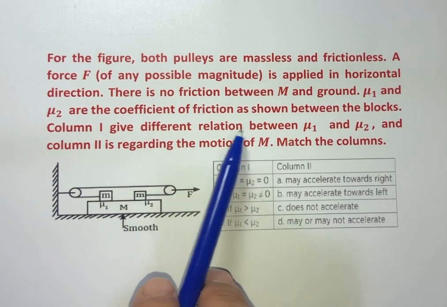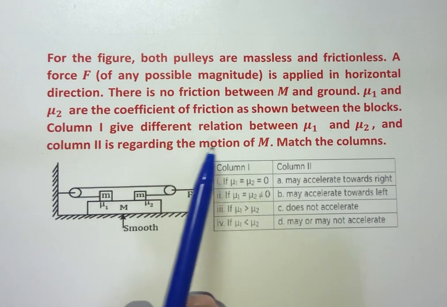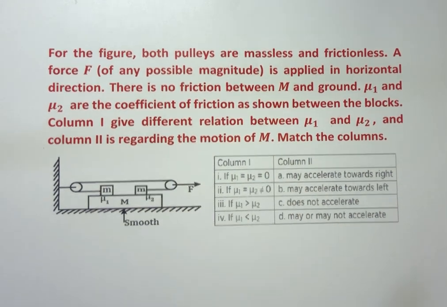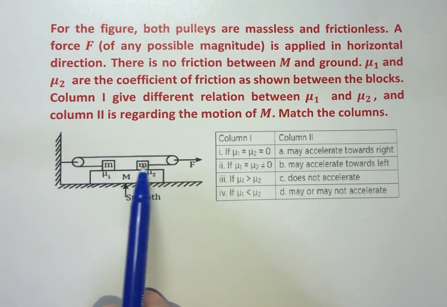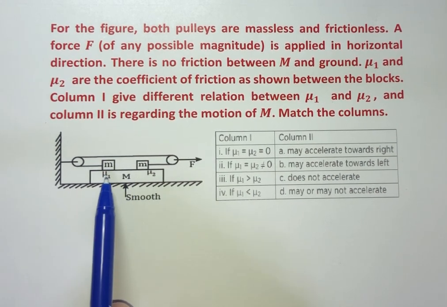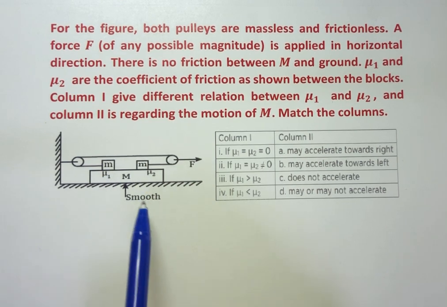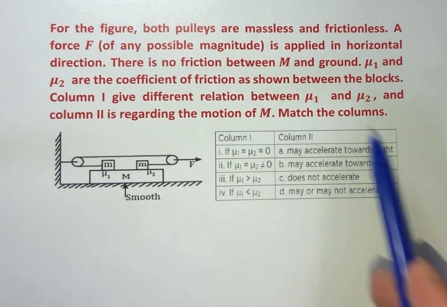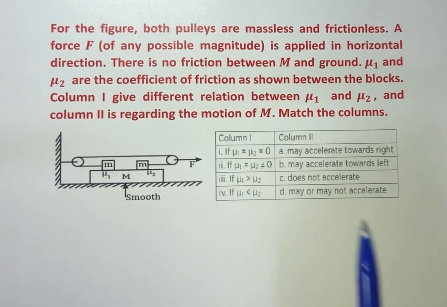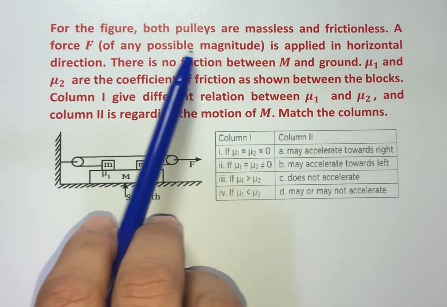Column 1 gives the different relations between mu1 and mu2, and column 2 is regarding the motion of M. Match the columns. So this is a basic figure. We have a mass capital M and two blocks of the same mass small m. The coefficients of friction between them are given as mu1 and mu2, and there is no friction between capital M and the surface. Now the important thing is that the force F of any possible magnitude is applied.